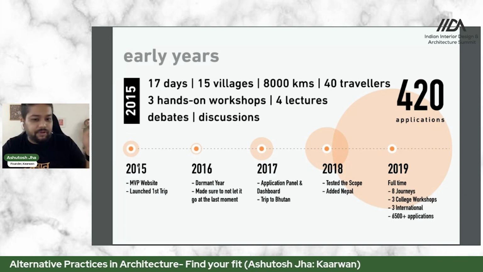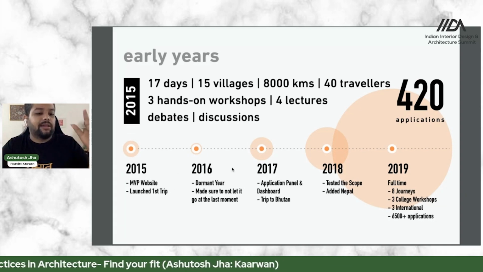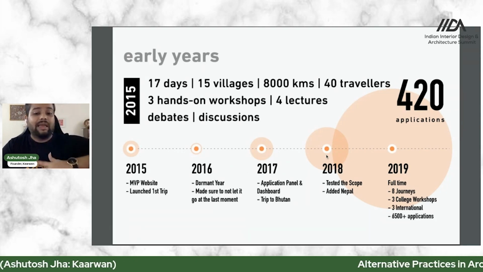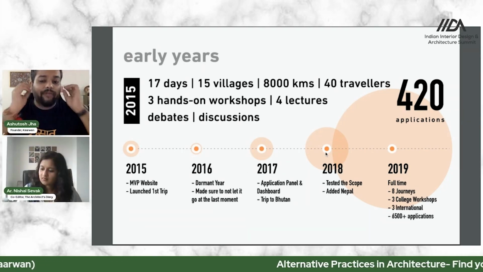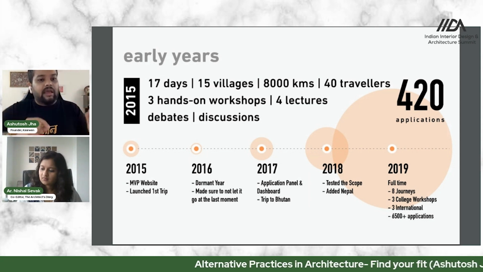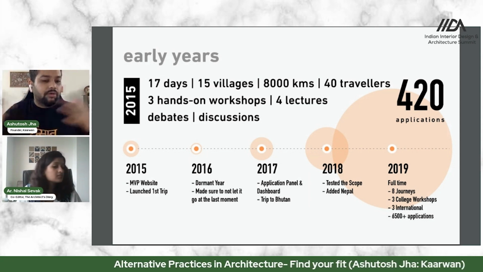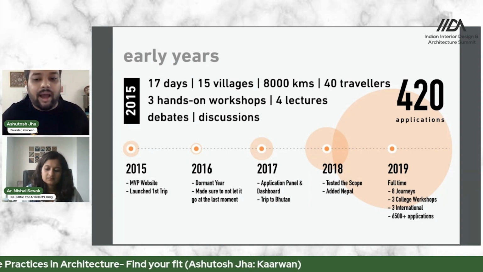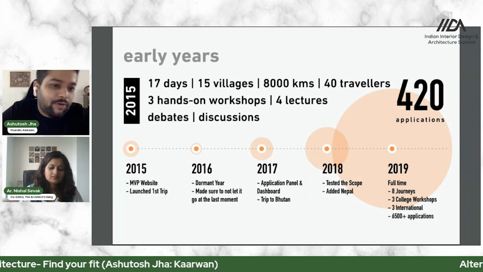Throughout this time, when we were not working full time at Kaarwan, we were doing little things. In 2016 we did a trip to Northeast India. In 2017 we went to Bhutan. In 2018 we went to Nepal, and we did a couple of other trips in 2018 just to test if it can be a full-time business for me to get into. In 2019, when Bhajiwala was shut, I went into Kaarwan full-time to travel.